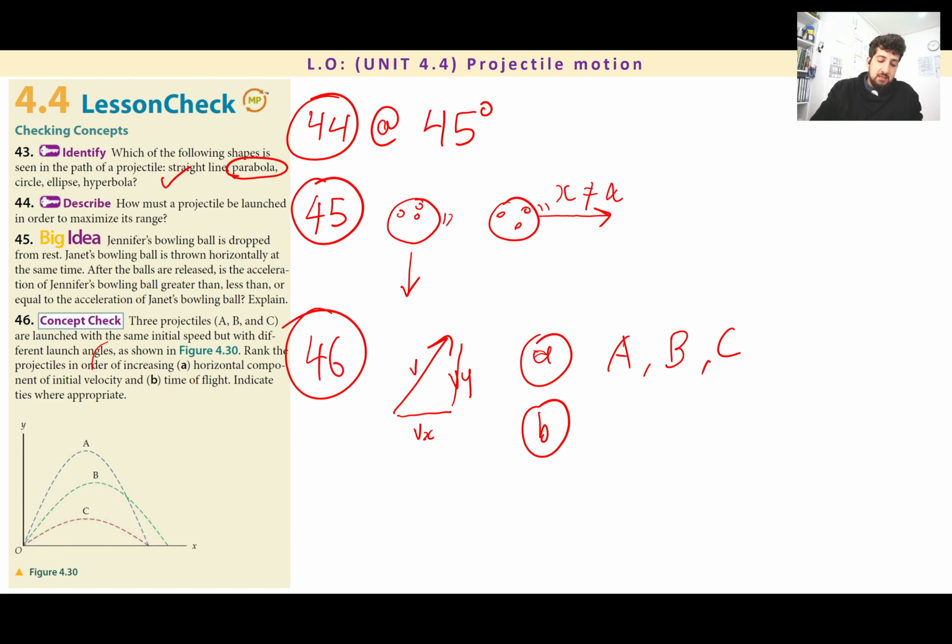But remember, the question's asking for in order of increasing. So we start with the smallest and then we go to the biggest. So C is going to experience the shortest time of flight, then B, then A is going to experience the longest time of flight.